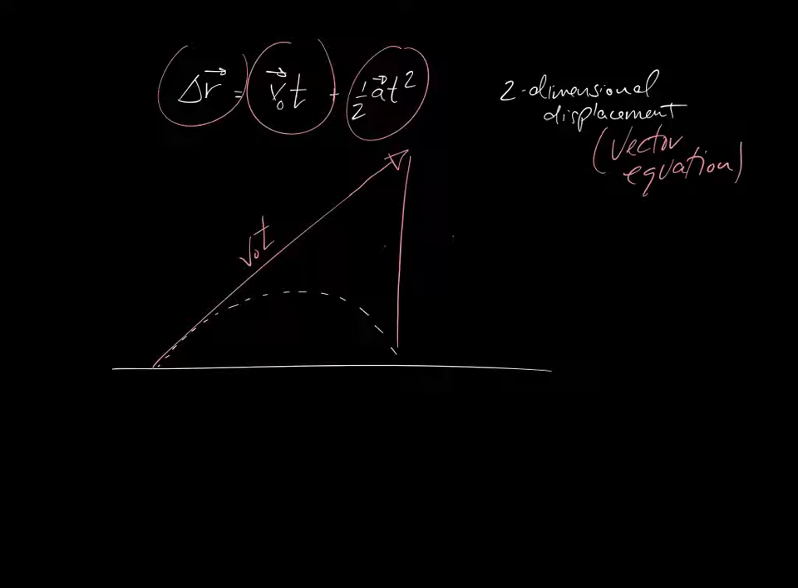And my 1/2 at squared vector obviously has to be in the direction of my acceleration, which is down. So this is my 1/2 at squared vector. And this right here would be my displacement, or delta r. And in this rare case where you're on level ground, delta r and delta x are going to be the same thing. Okay? So I'm going to go to the second page, add a page.